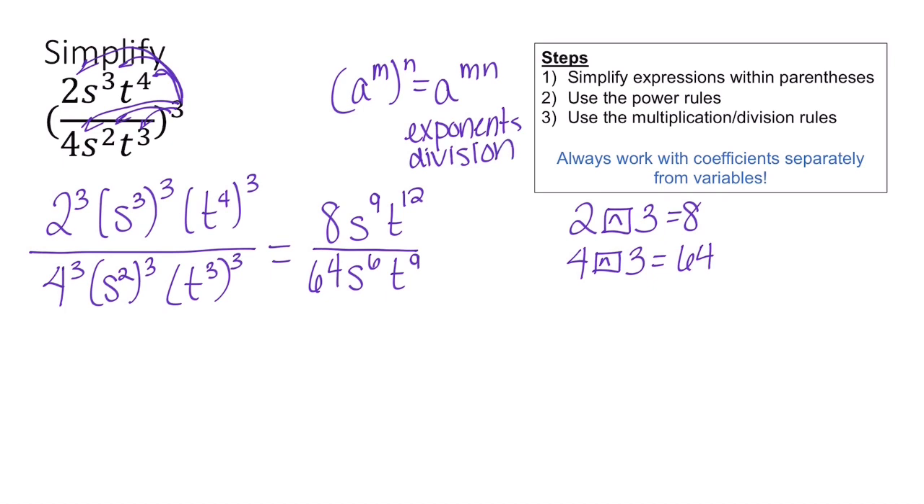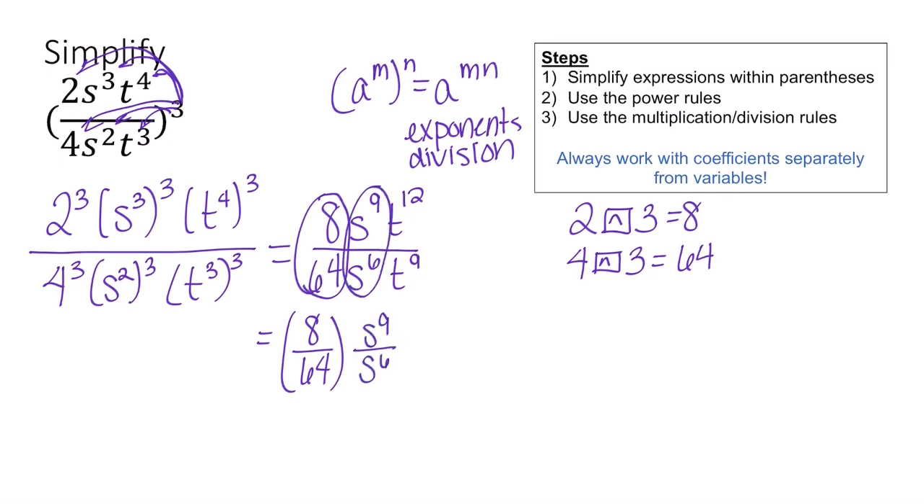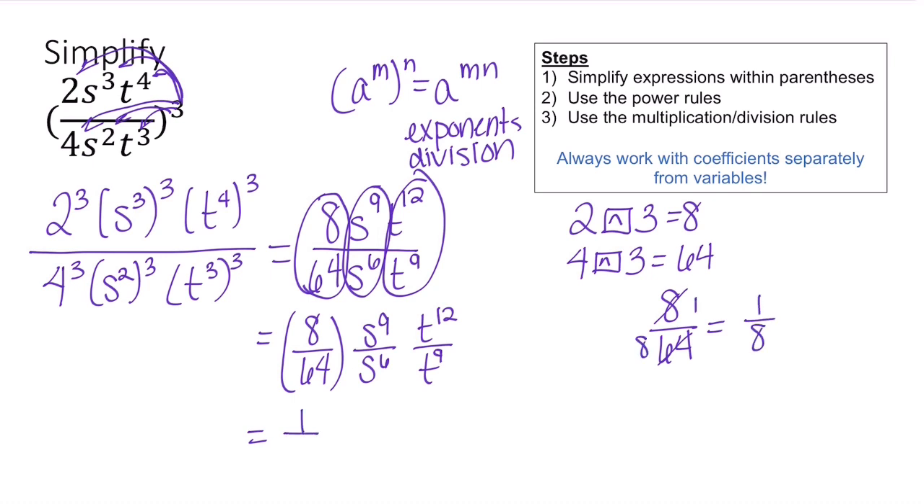So once again, I'm going to separate everything out. So I have 8 over 64, that's my coefficient part. And then I have s to the 9 over s to the 6th. And then I have t to the 12 over t to the 9. So 8 over 64, I can divide that, but since it's like a fraction, I'm just going to go ahead and reduce it. So I can reduce this both by a factor of 8. So that's going to leave me with 1 over 8. So that's how I'm going to leave that. I'm going to write that as 1/8.